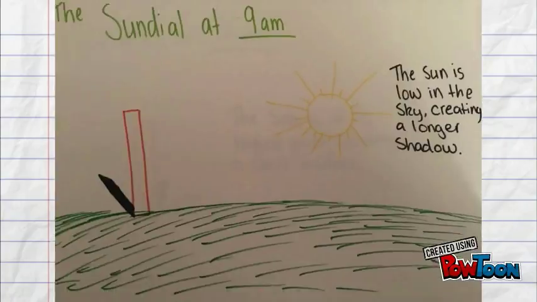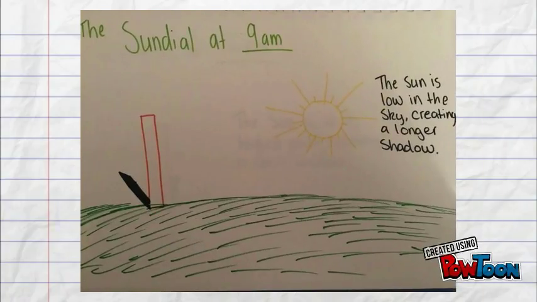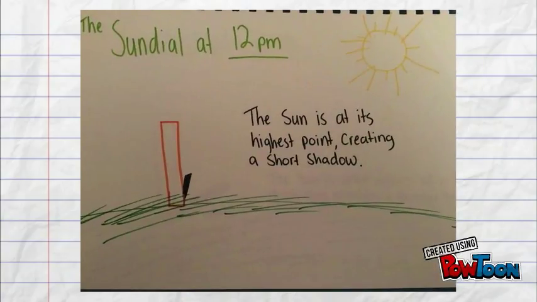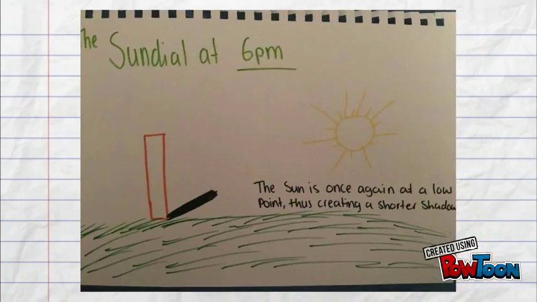Diagram 1 tells us that it is 9 AM and the sun is low in the sky, thus creating a longer shadow. Diagram 2 shows us that the time is 12 PM and the sun is at its highest point, creating a shorter shadow. Diagram 3 shows us that the time is 6 PM. The sun is once again at its lowest point, thus creating another longer shadow.